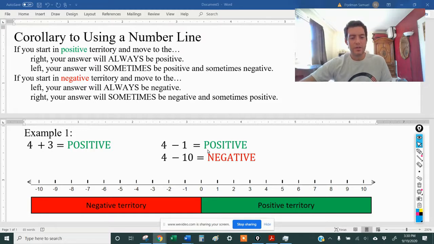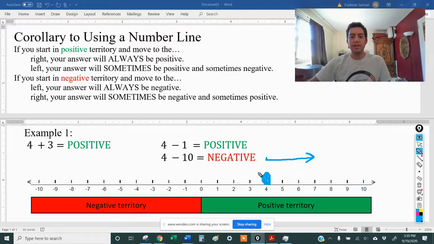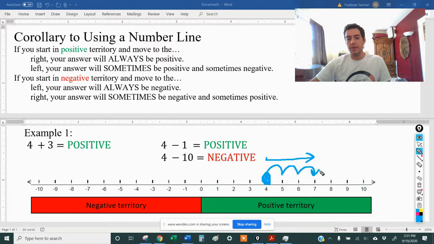In these cases over here, we're always starting in positive territory. So for all of these expressions, we're starting at positive 4. And if we start at positive 4 and we move to the right, you can see that we're definitely going to get a positive answer. No matter how far we move to the right, our answer must be positive. So for example, 4 plus 3 means we start at 4 and then go to the right 3 spaces. We end up at positive 7.